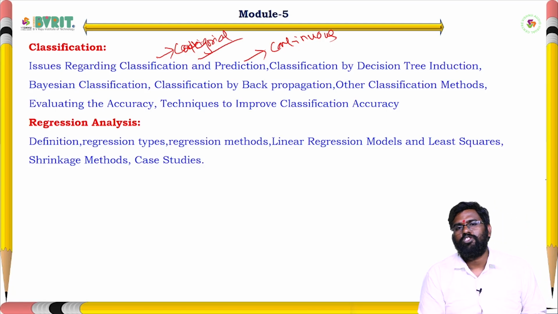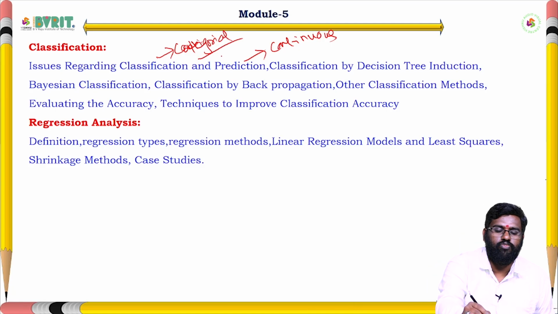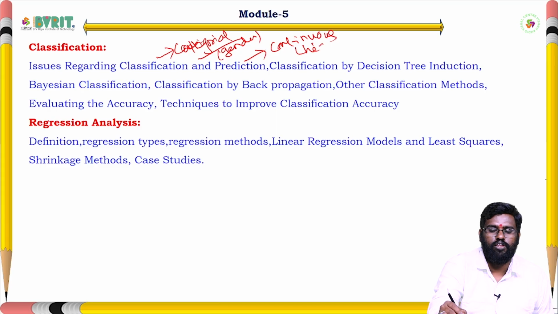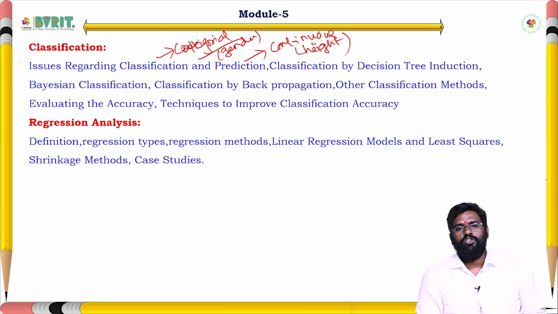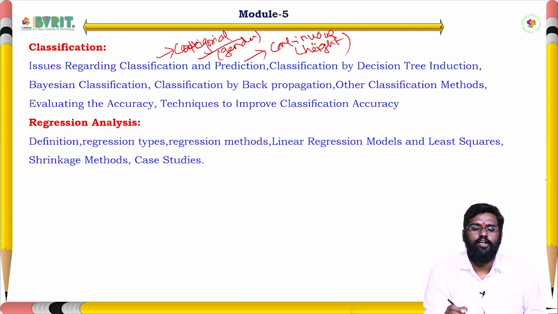Classification is categorical, for example gender. Continuous is, for example, height. Categorical means within the gender names, male or female, within that category only we have to choose; that is classification. Prediction means continuous values. The value will increase continuously, maybe height, income, age. All those things increase continuously, and those are called prediction.